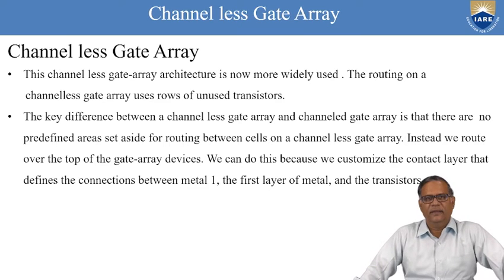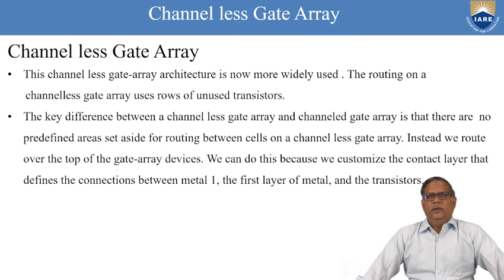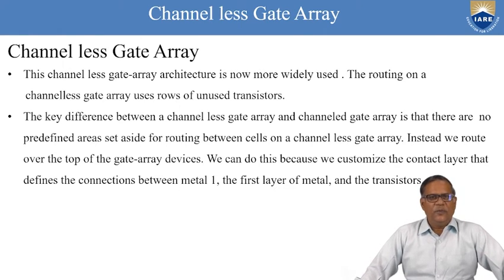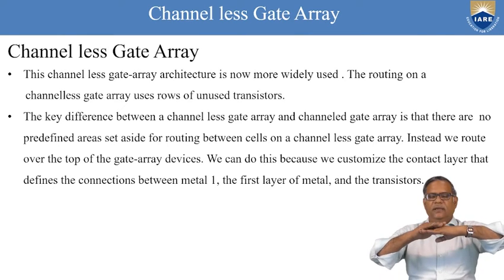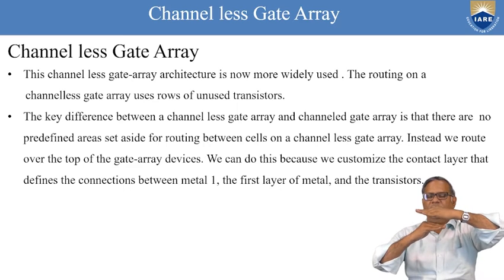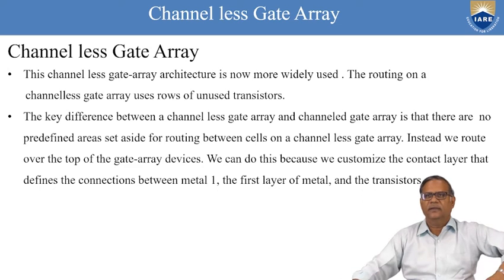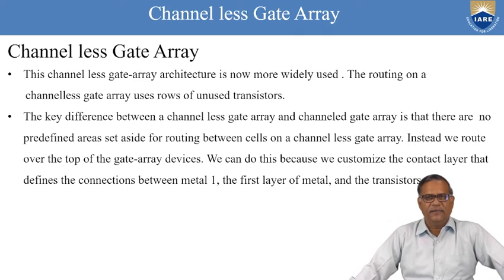They are left unused. So the key difference between a channelless gate array and a channel gate array is that there are no predefined areas left aside for routing in channelless gate array. So we route over the top of the gate array devices. So here you have the top mask layer, and this is the bottom mask layer. So this top and bottom mask layer area is used for the interconnections. We can do this because we customize the contact layer that defines the connections between metal 1, the first layer of the metal, and the transistors.